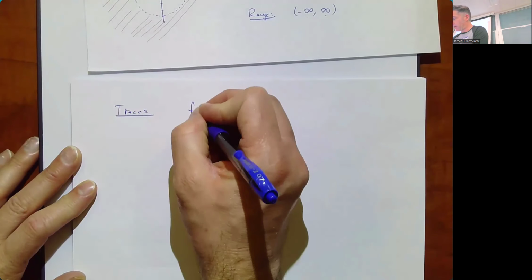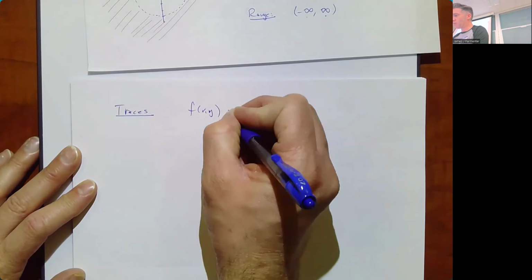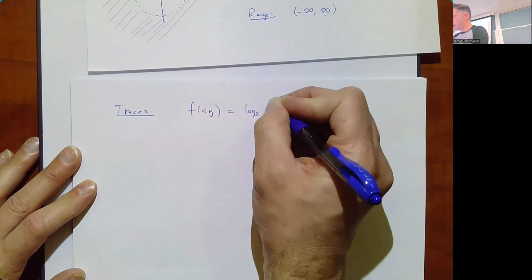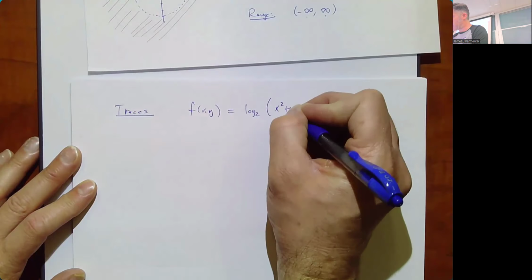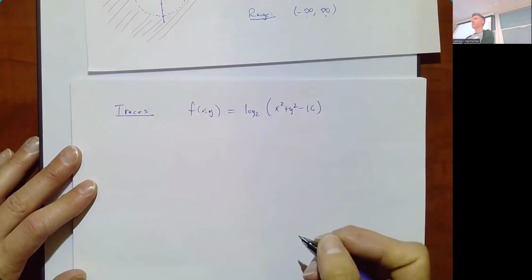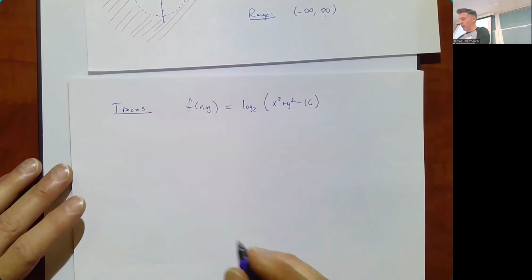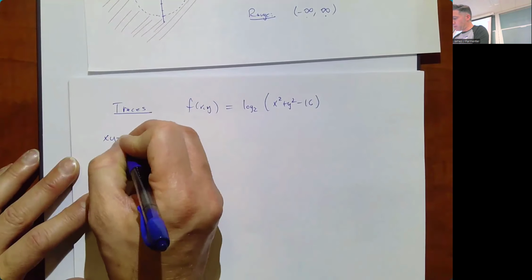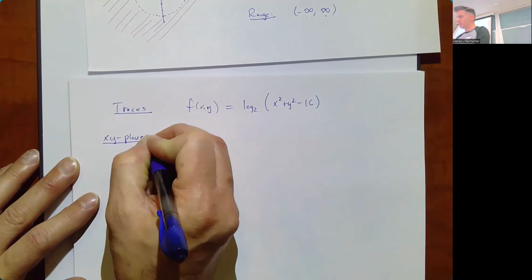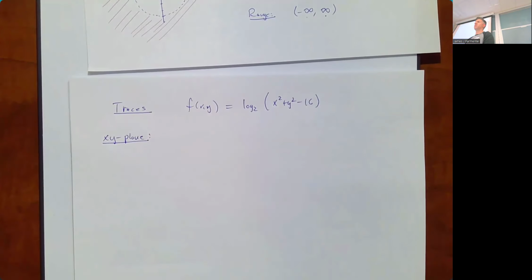So I've got f of x comma y equal to the log base 2 of x squared plus y squared minus 16. So let's see what's happening in the xy plane. So what am I setting equal to 0 for the xy plane? What have you been setting equal to 0 for the xy plane trace?